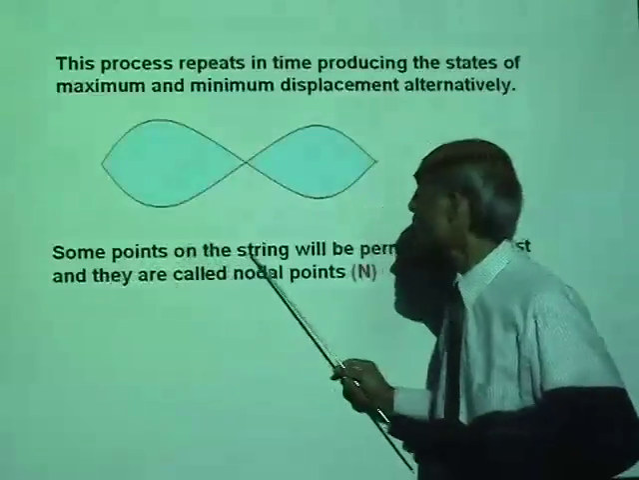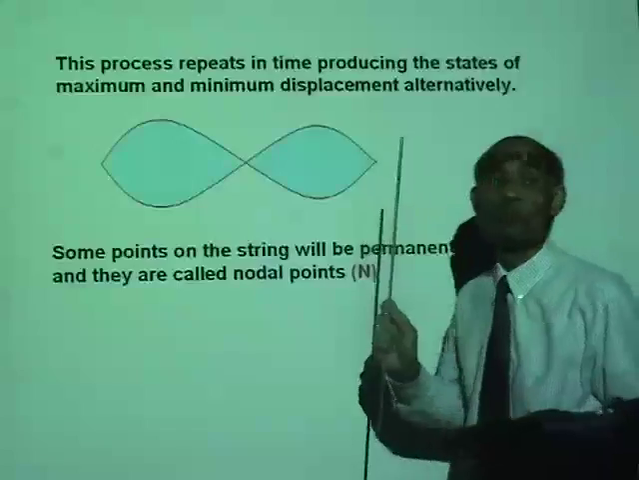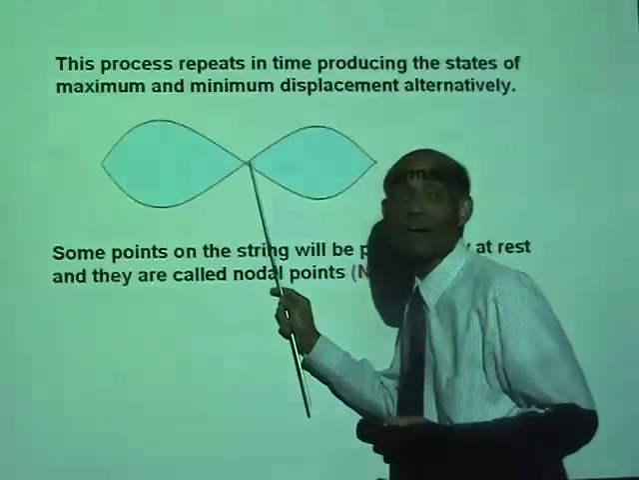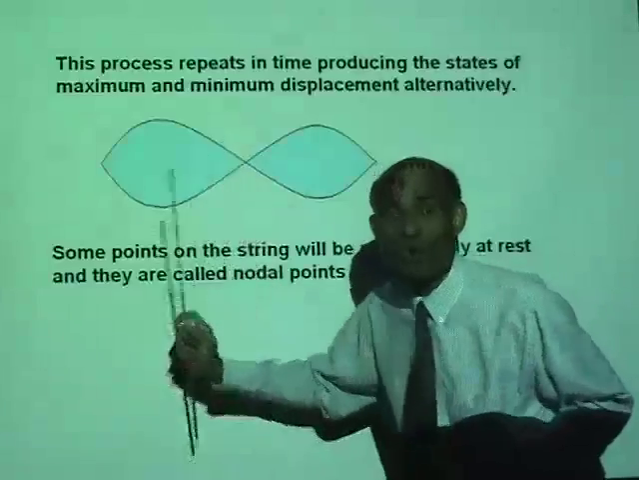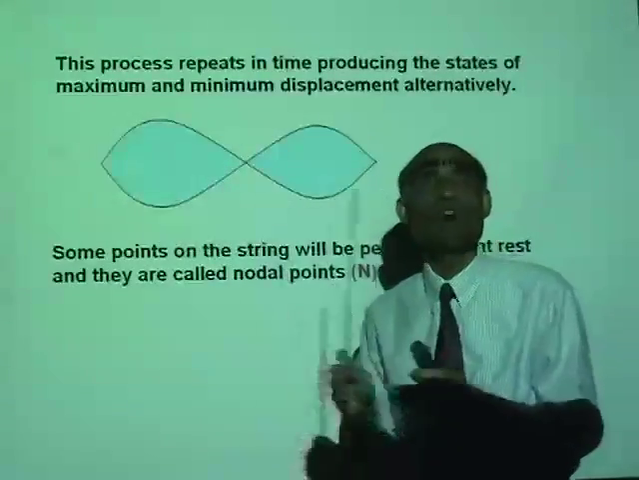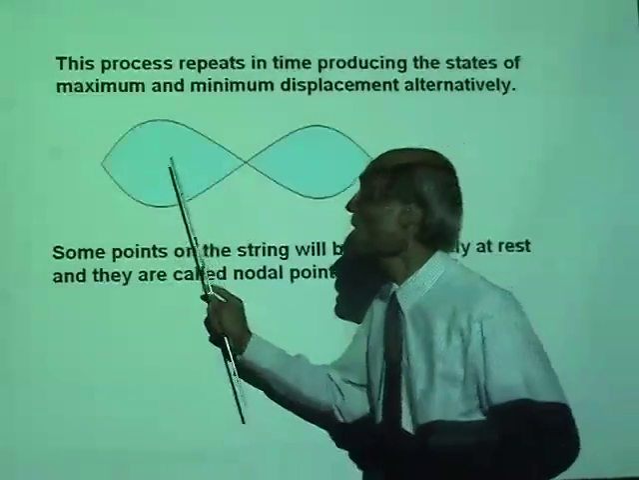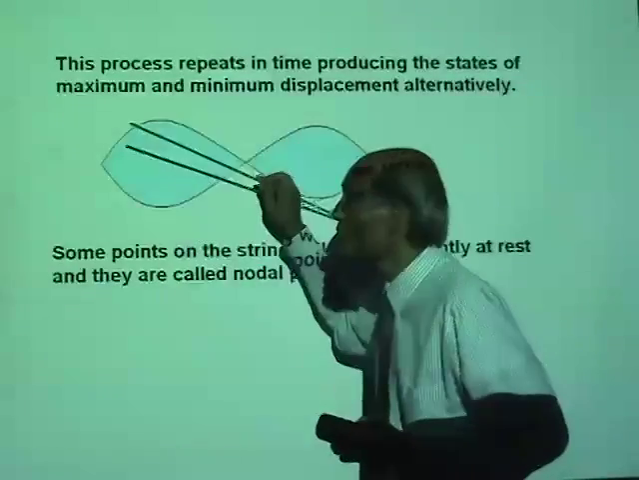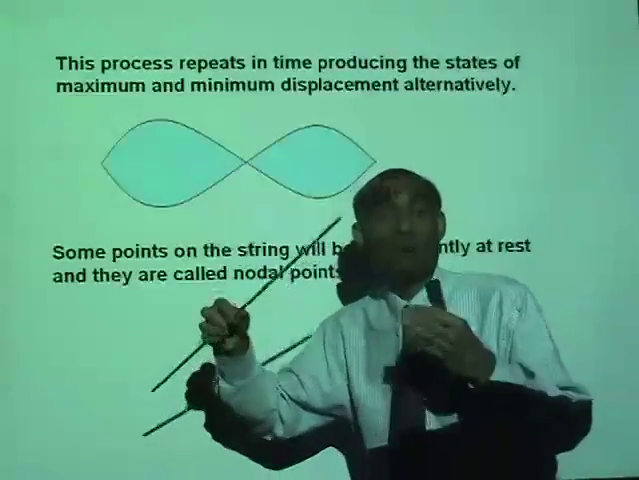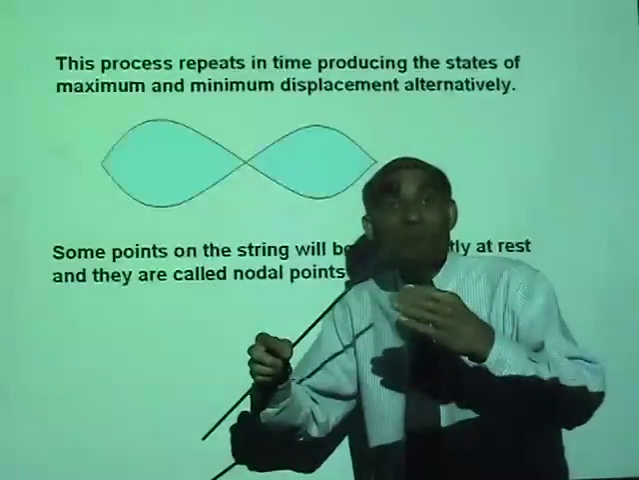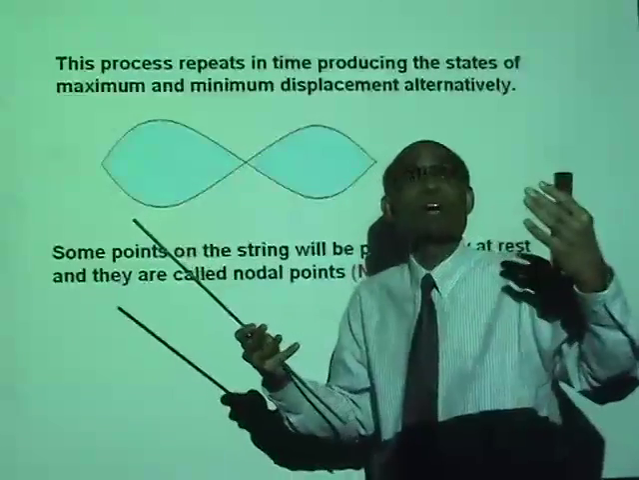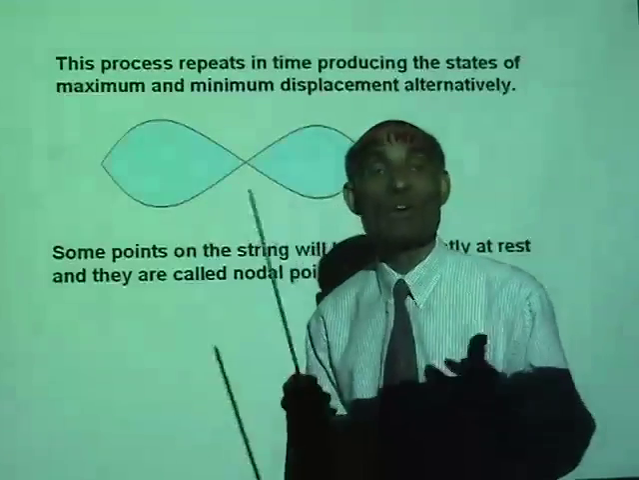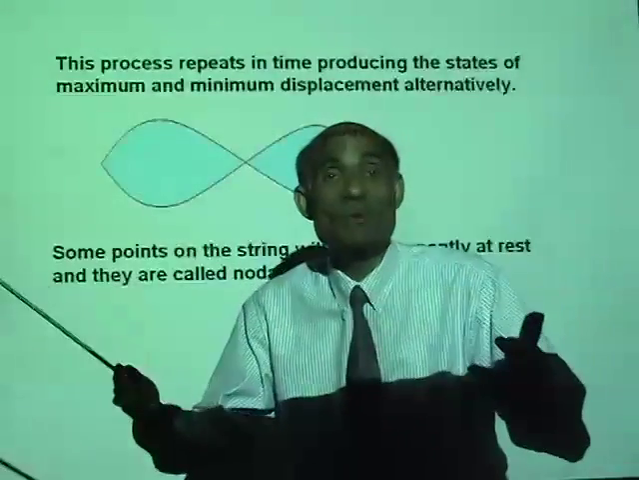Now some points on the string will be permanently at rest. You see, a point here will be at rest all the time. They will not have any displacements at all. And some particles will have maximum displacements, minimum displacements, maximum displacements, minimum displacements. It will appear and disappear. And that is the reason why we call it stationary waves.